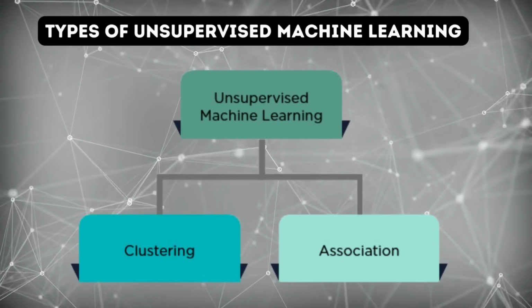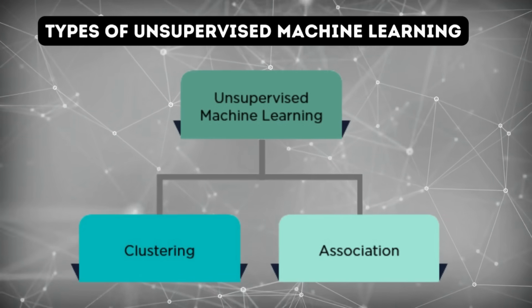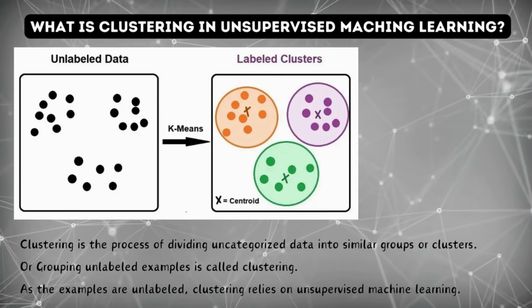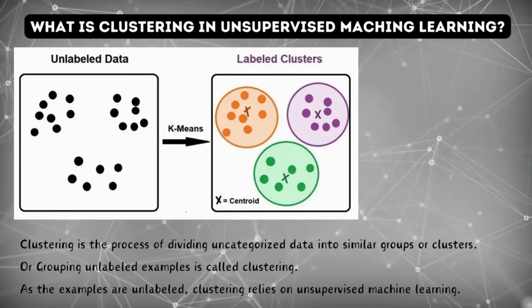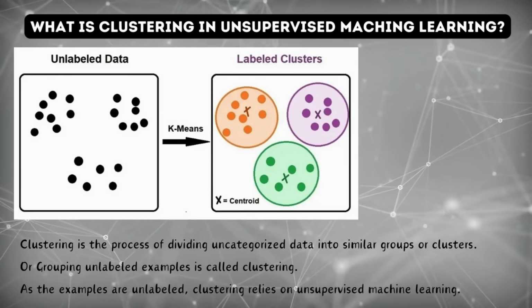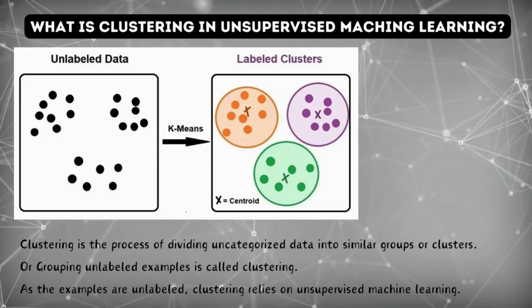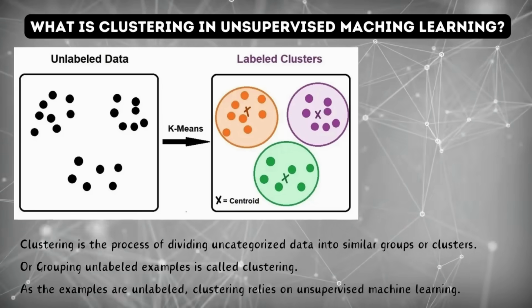The two types of unsupervised learning are clustering and association. What is clustering? Clustering is the process of dividing uncategorized data into similar groups or clusters. Or grouping unlabeled examples is called clustering. As the examples are unlabeled, clustering relies on unsupervised machine learning.